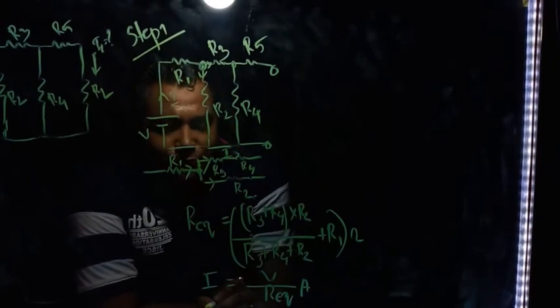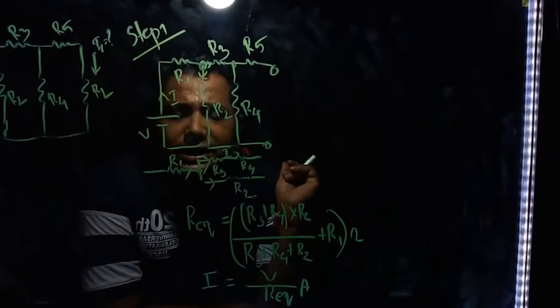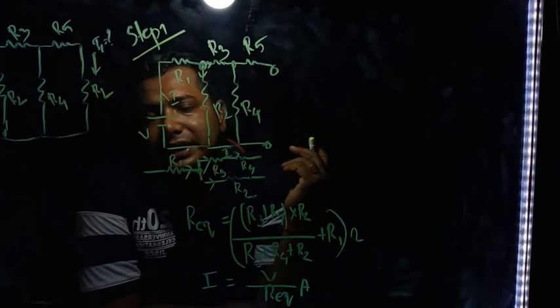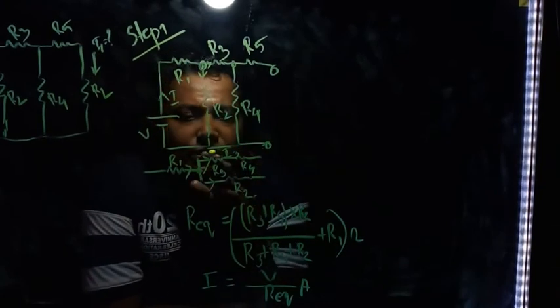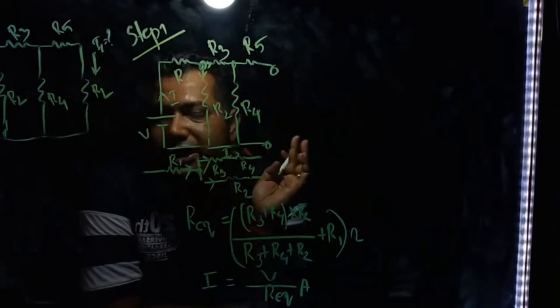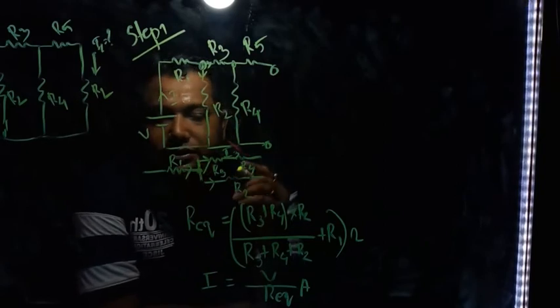So we are going to find out this I3. Okay, so what is the current I3? We know what that is. That is the current division rule. The current division rule states that if we want to find out the I3 passing through this R3 plus R4, then we have to consider the opposite parallel resistance, that is R2 over here.